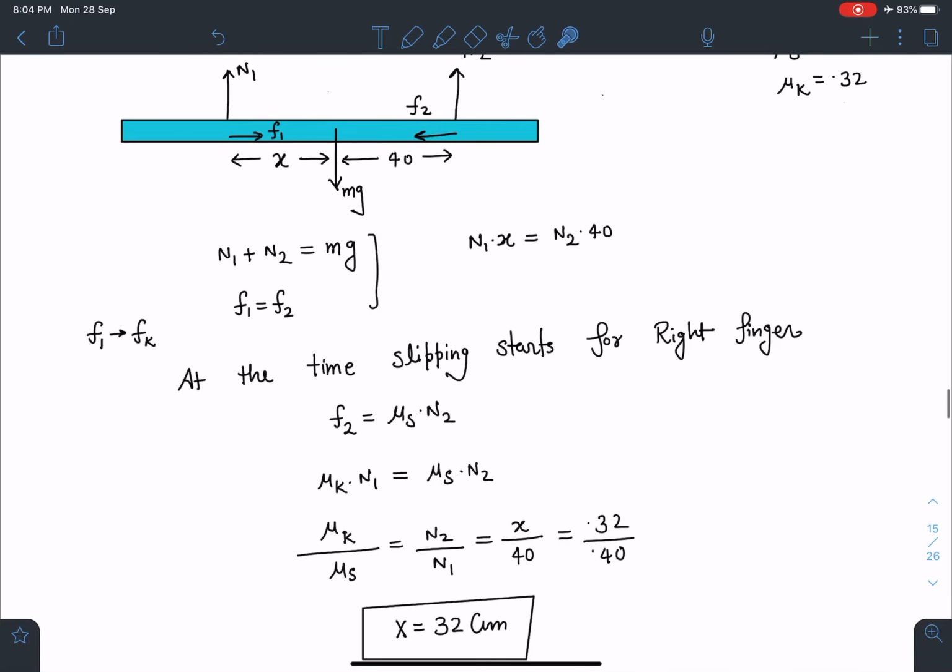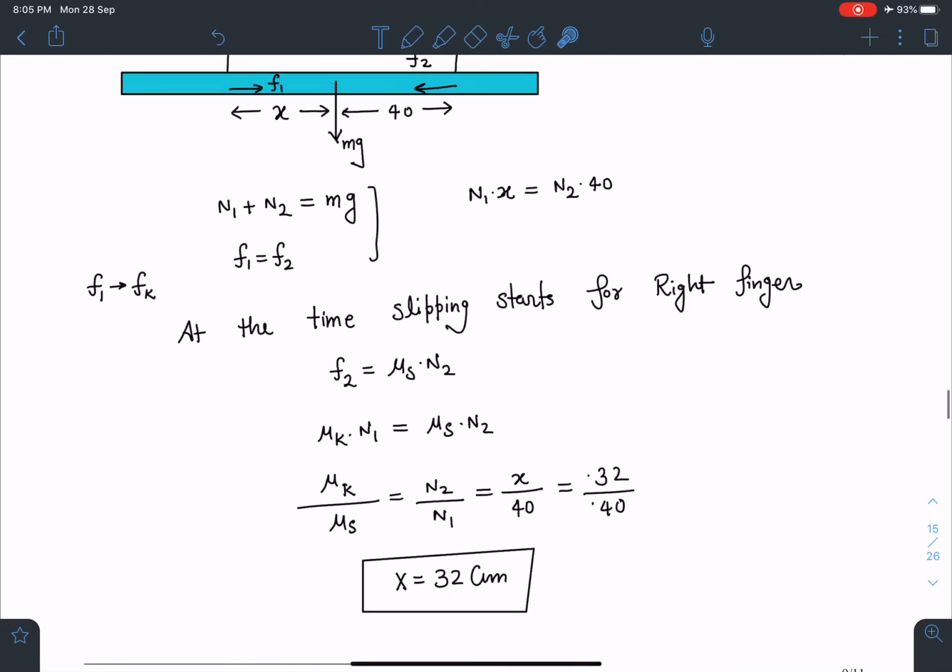So after some time slipping starts for the right finger. Actually, if you see what is going to happen in the beginning, when it crosses the same 40 point, n1 will still be less than n2. So it will cross somewhere here. Let's find this x value first.